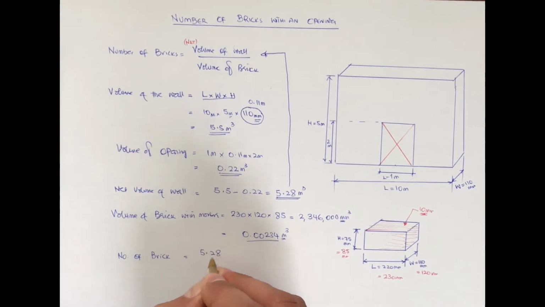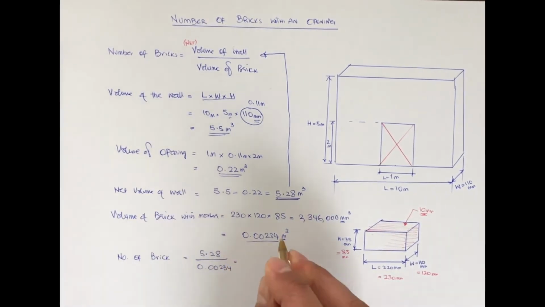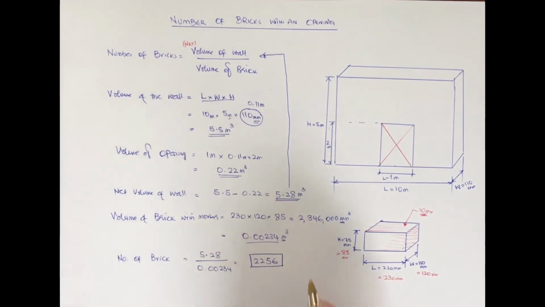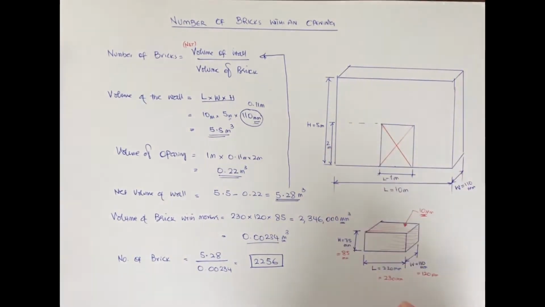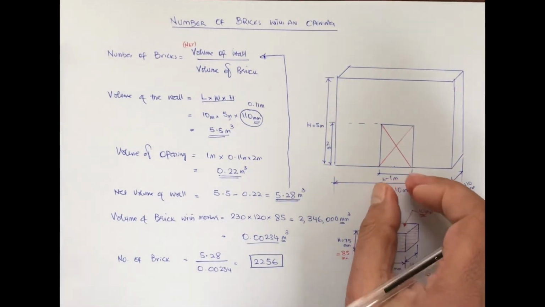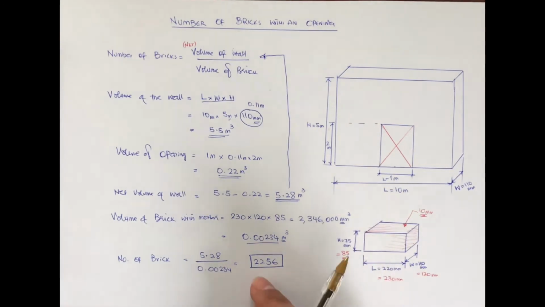Now I can work out the number of bricks using the formula: net volume of the wall divided by volume of the brick. So 5.28 divided by 0.00234 equals 2256. That gives me the number of bricks in a wall with an opening. You can vary, as said earlier, the dimensions I've stated here according to your construction.